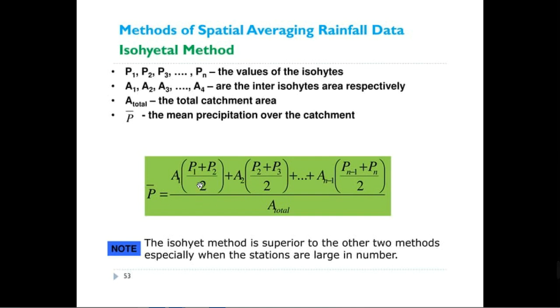P bar is equal to A1 into (P1 plus P2) divided by 2, plus A2 into (P2 plus P3) divided by 2, and so on. This is the average method, divided by the total area.